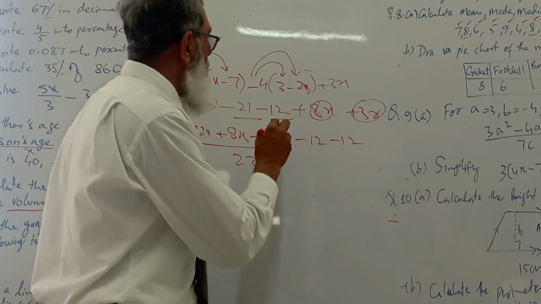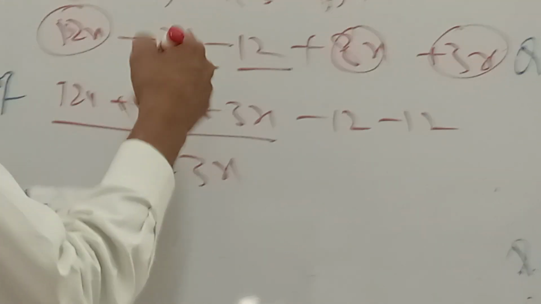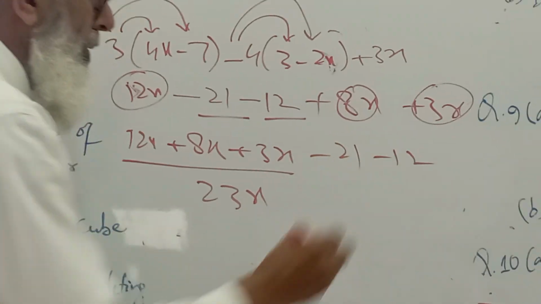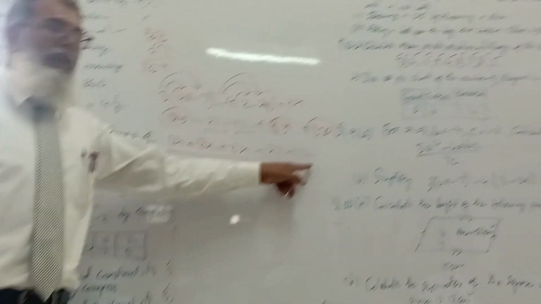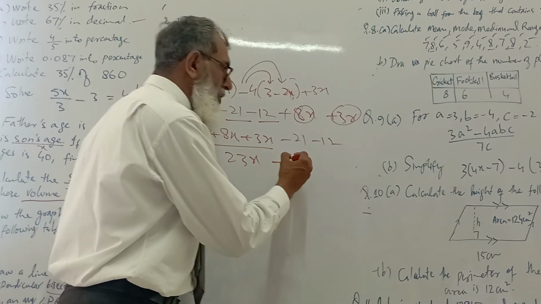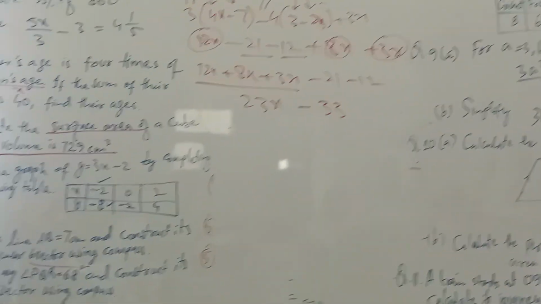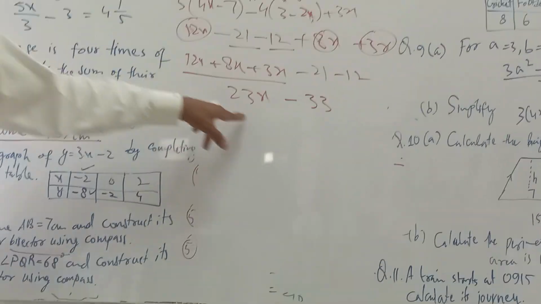Minus 21. Sorry, 21. Now minus 21 minus 12. Same number, so we'll be adding these numbers, so this is 33. Minus 33x is your answer. Okay, so this is how you can simplify.